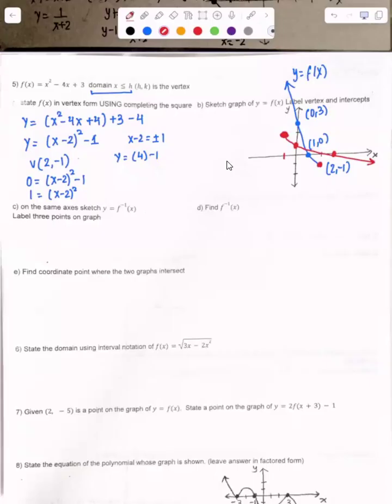And you can see, because it's a reflection over y is equal to x, the line y is equal to x. Okay, done.